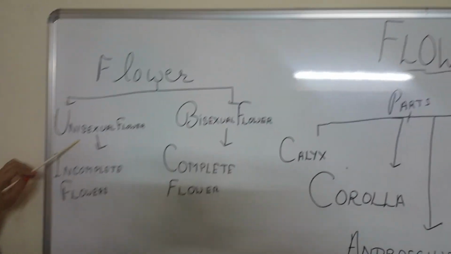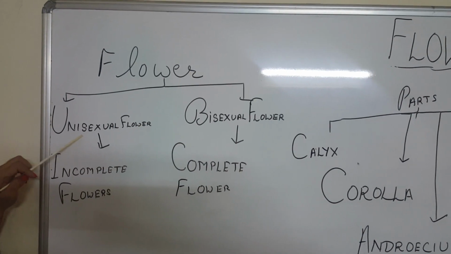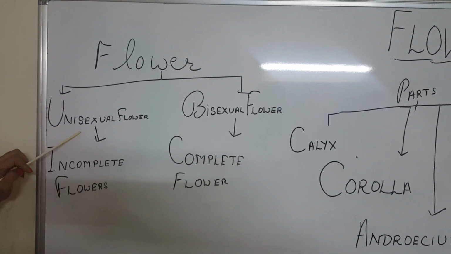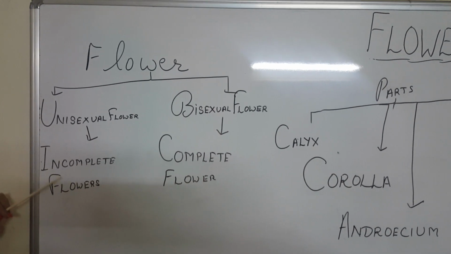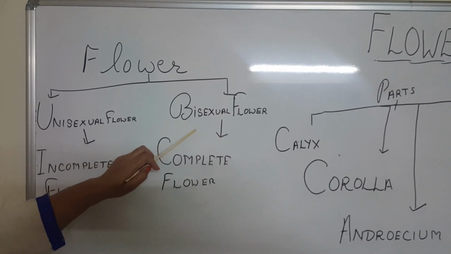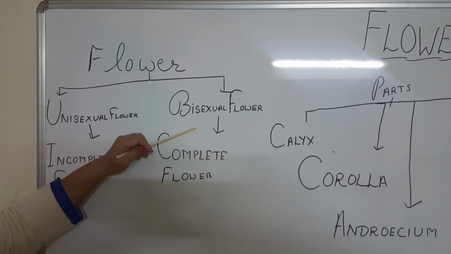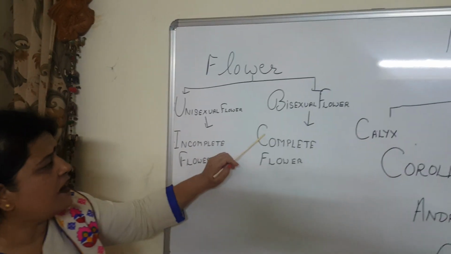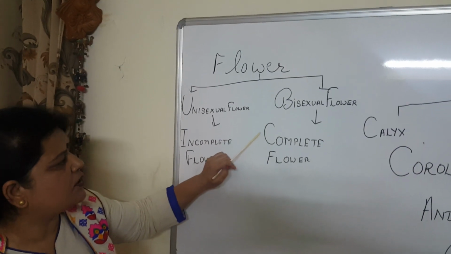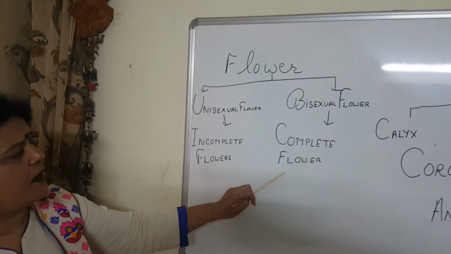Over here we talked about the flower. We had a unisexual flower and we had a bisexual flower. A unisexual flower, the flower having only one sex organ, could be male or female. Such a flower we call an incomplete flower. When we talk about a bisexual flower, that is the flower I showed you, the Hibiscus rosa-sinensis, it has both male and female parts of the flower, and we call it a complete flower. So we have an incomplete flower and a complete flower.